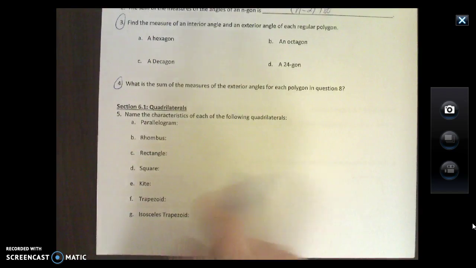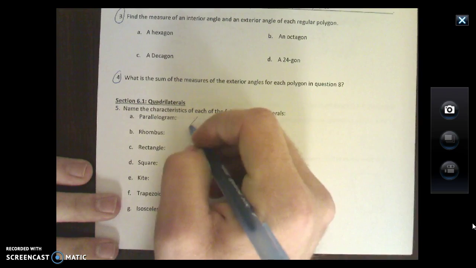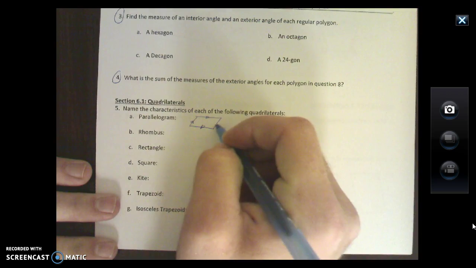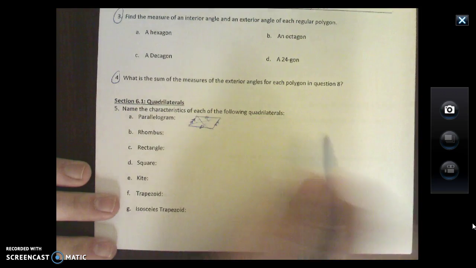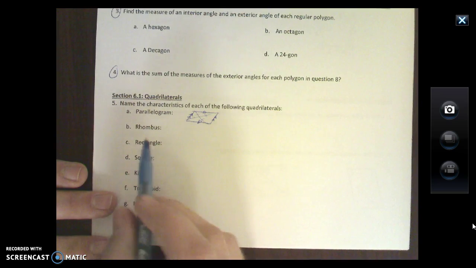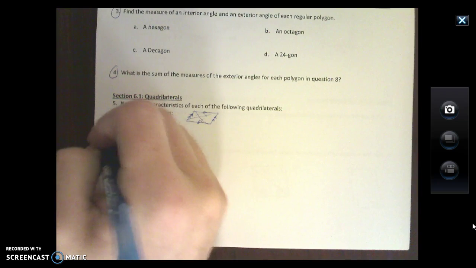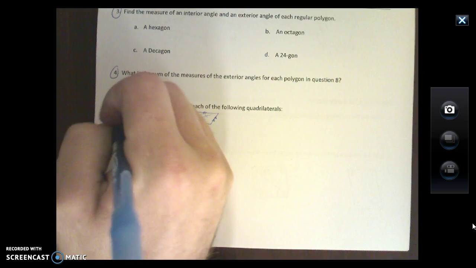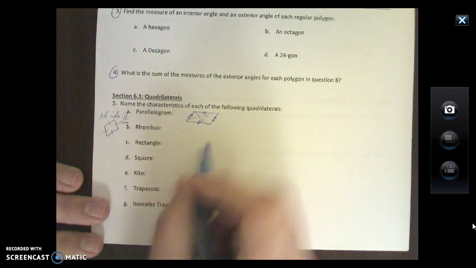Down here, name the characteristics of each of the following quadrilaterals. Parallelogram, opposite sides are parallel. Your diagonals bisect. Opposite sides are congruent, opposite angles congruent, and adjacent angles add to 180. Rhombus, a parallelogram with all 4 sides the same. So, all sides the same, but it still holds all the properties of a parallelogram. Refer to your green sheet.